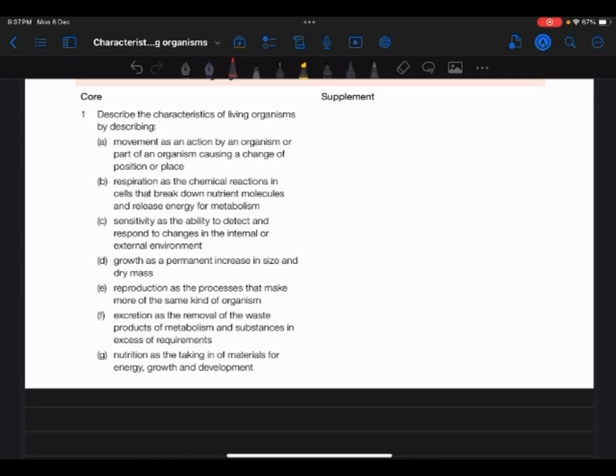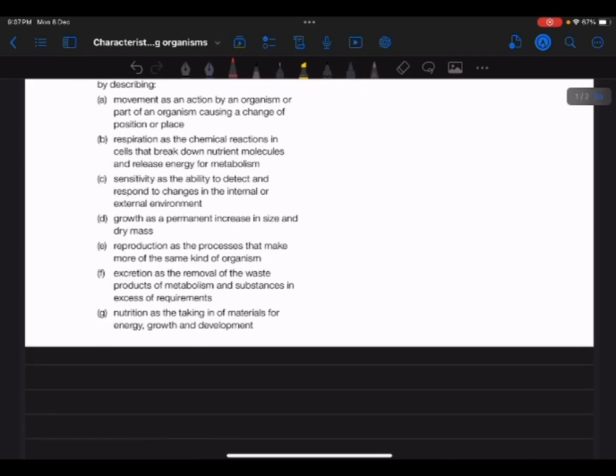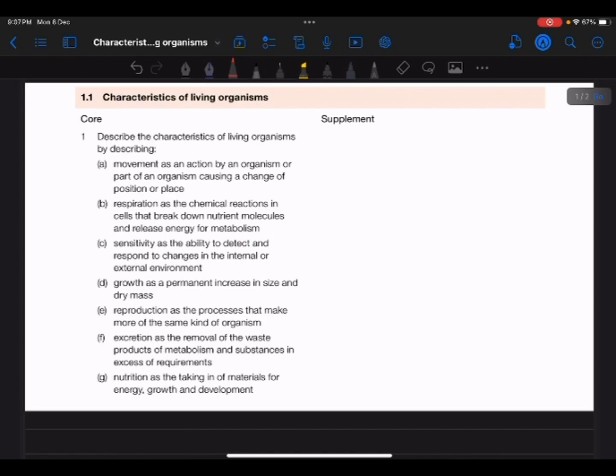Now, obviously, before watching this lecture, a simple book read is very important. So I hope you guys have done that. So let's just dive right into it. So we're going to be starting off with the characteristics of living organisms.